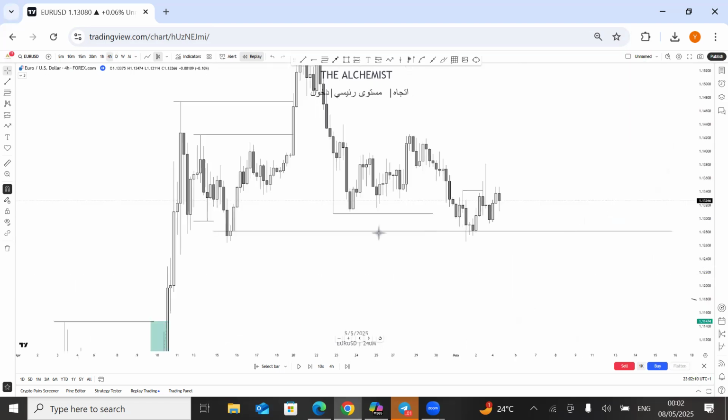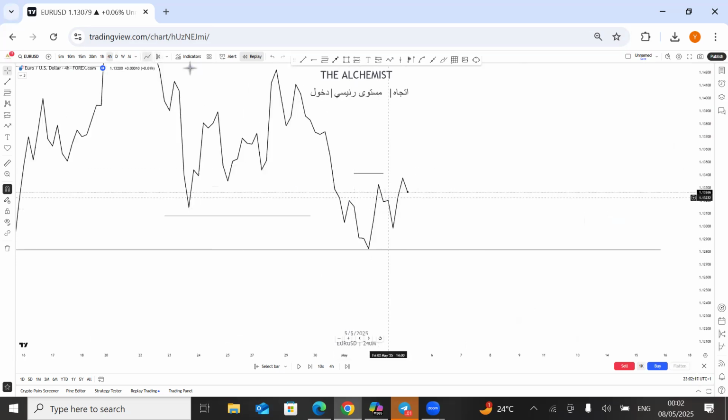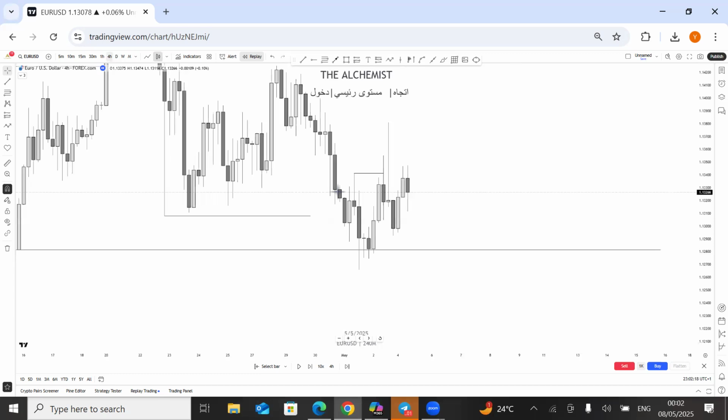So we had a break of structure. Sometimes if it's not clear with the wicks, you can use your line chart. You have a break of structure here, and we have a sweep now. This is SMC sliding in. We have a sweep of liquidity and a break of structure, making this a protected low or a strong low.